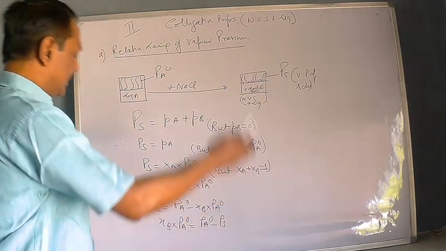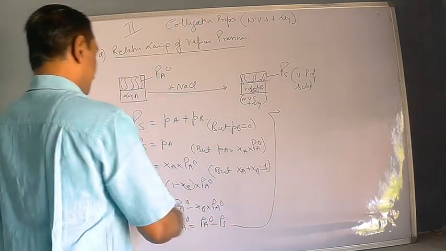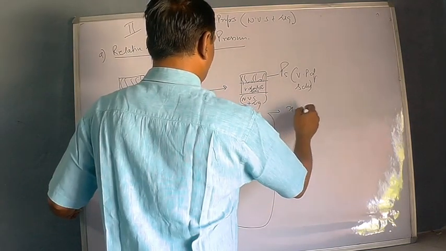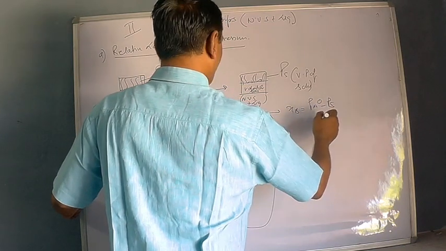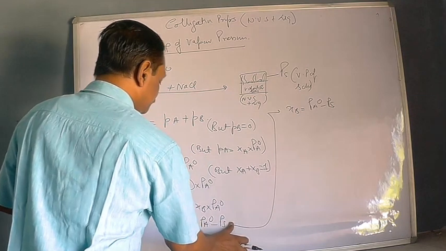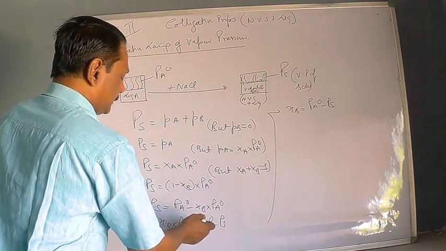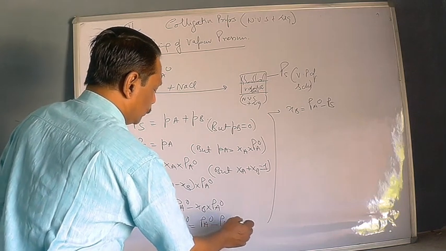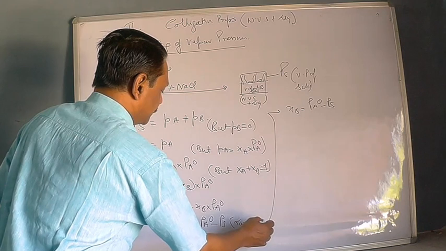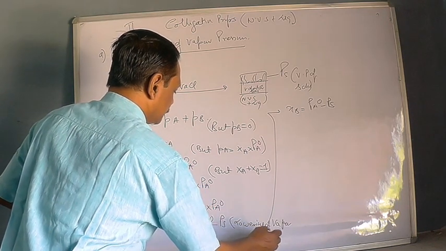Now class, moving further. In the next step, I can write XB equals PA0 minus PS. Okay, class, nothing more. This was not the vapor pressure of pure liquid. This is my vapor pressure of solution. So it can be written as lowering of vapor pressure. How?